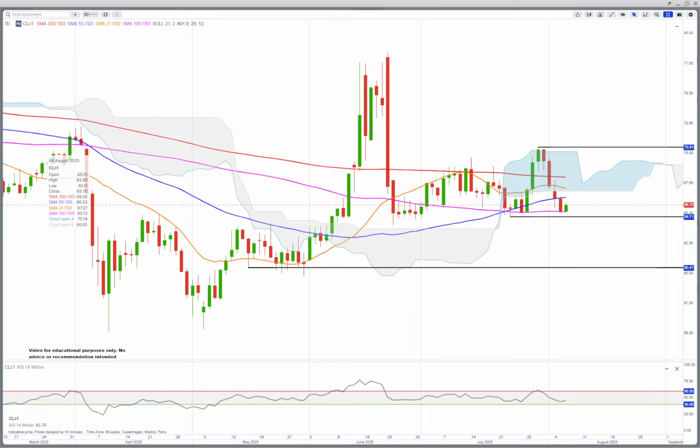Moving on to the energy market and crude oil. WTI crude oil supported at 64.70. If it takes out that, and we close below, we could see lower levels towards the 60 area, but for now, basically range bound.